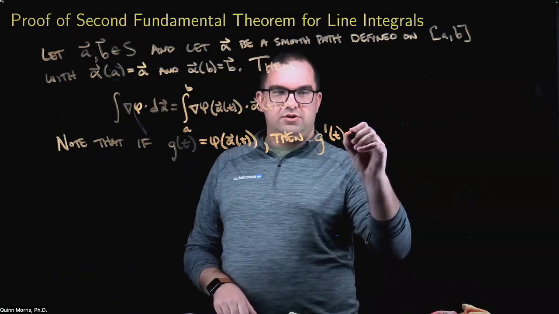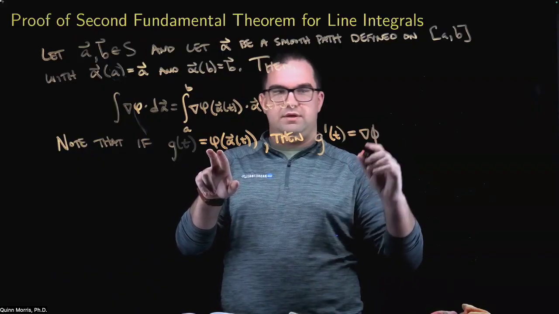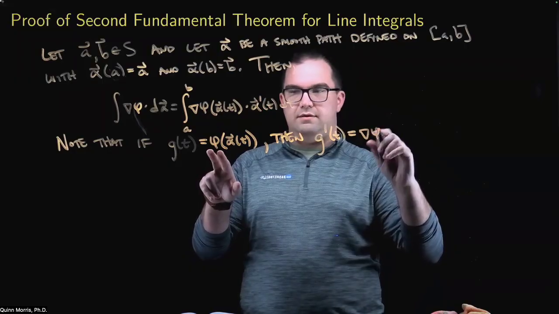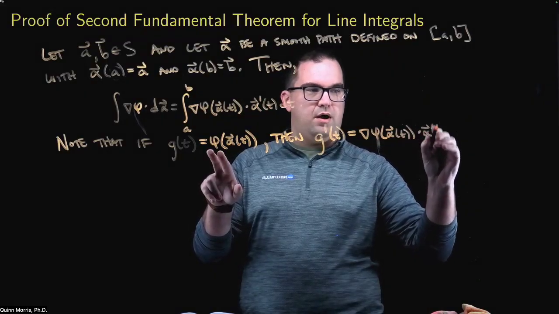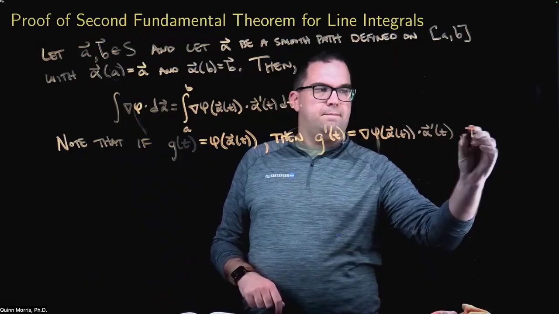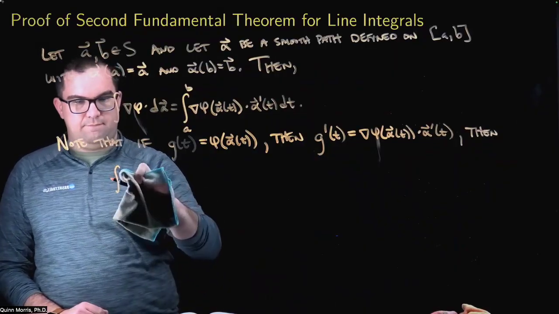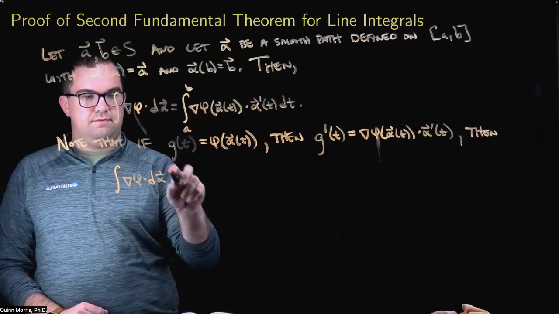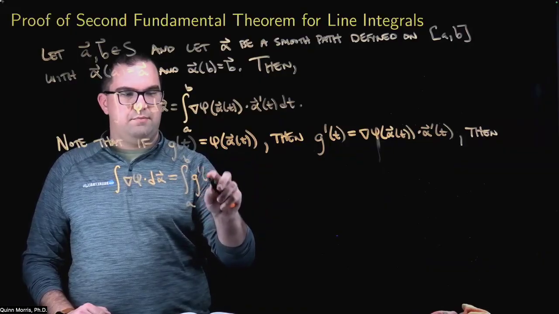To take its derivative via the chain rule, I need to take a derivative of this. So this is the gradient of psi evaluated at alpha of t, dotted with alpha prime of t. Well, notice that's actually just precisely our integrand up here. So then we can express the line integral of the gradient of psi as the integral from a to b of this thing, which is just g prime of t.